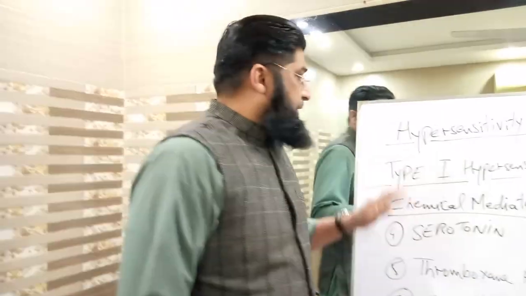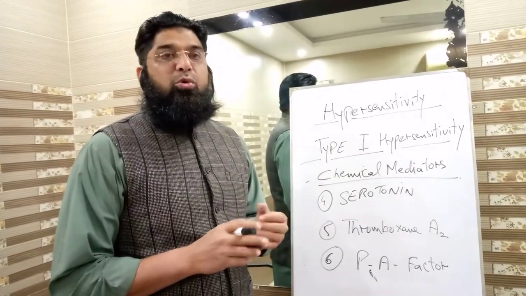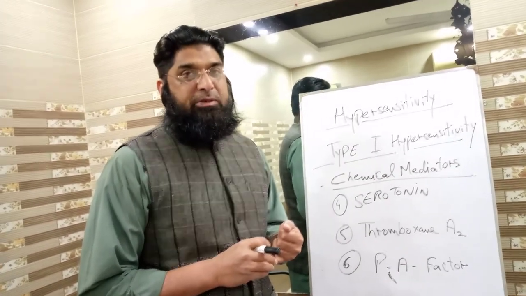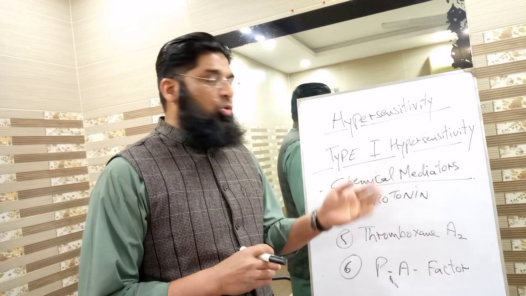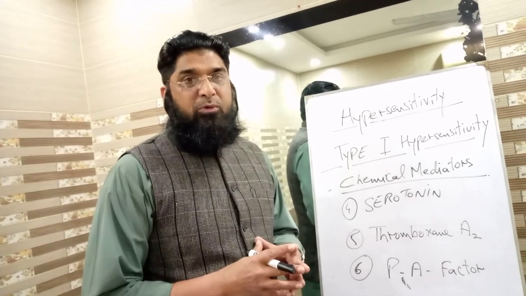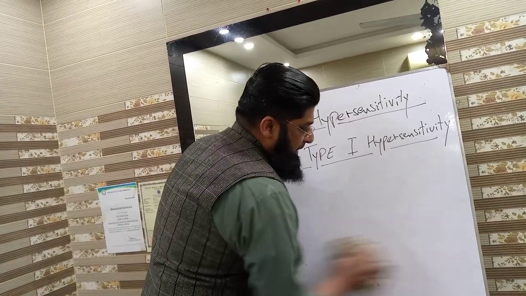Students, these six chemical mediators of type 1 hypersensitivity reactions have two things in common. Number one, contraction of smooth muscles, which leads to bronchoconstriction. Number two, increased vascular permeability, which leads to the clinical signs and symptoms of edema and induration. Okay, students, now the mechanism of type 1 hypersensitivity reaction.